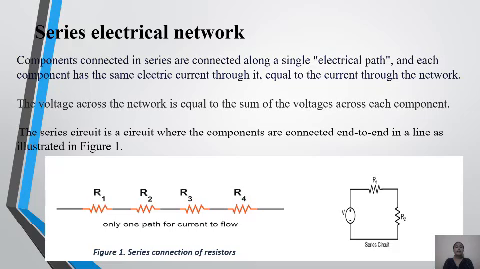Series electrical network. Components connected in series are connected along a single electrical path and each component has the same electrical current through it, equal to the current through the network. The voltage across the network is equal to the sum of voltages across each component. The series circuit is a circuit where the components are connected end to end in a line, as illustrated in figure 1.